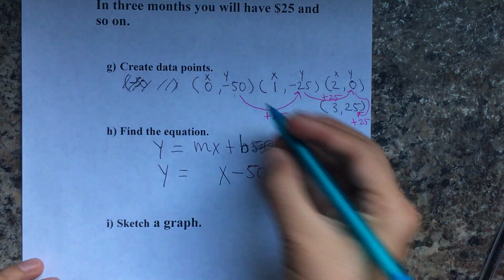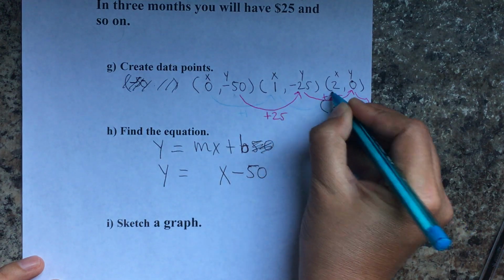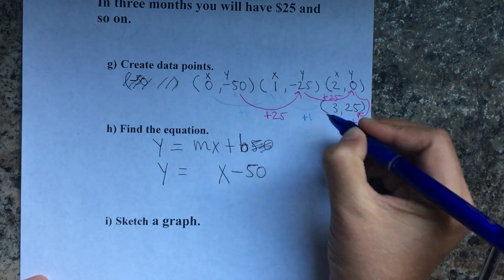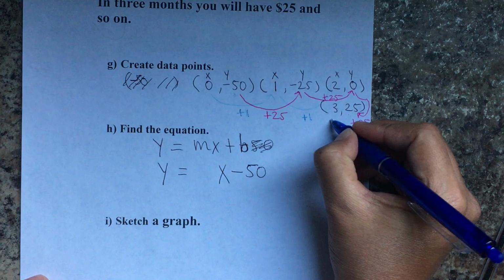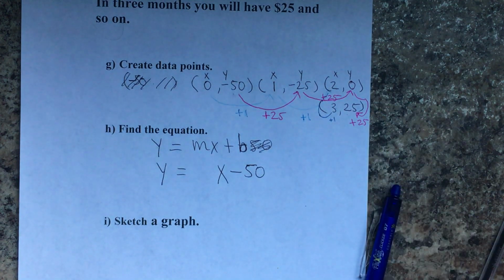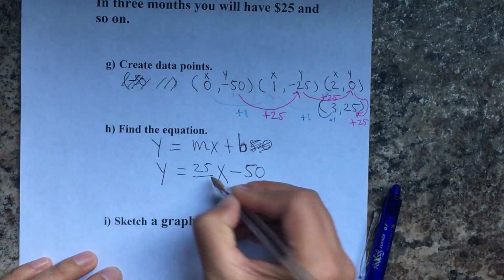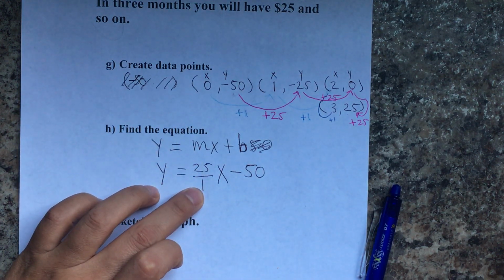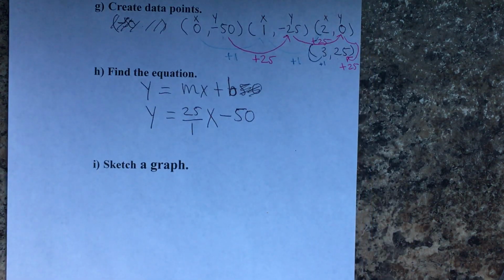For the X is 1 month plus 1 plus 1, and then from here to here also plus 1. Okay, so positive 25 over every 1 month. So what's happening every how often? That's your M or your slope.